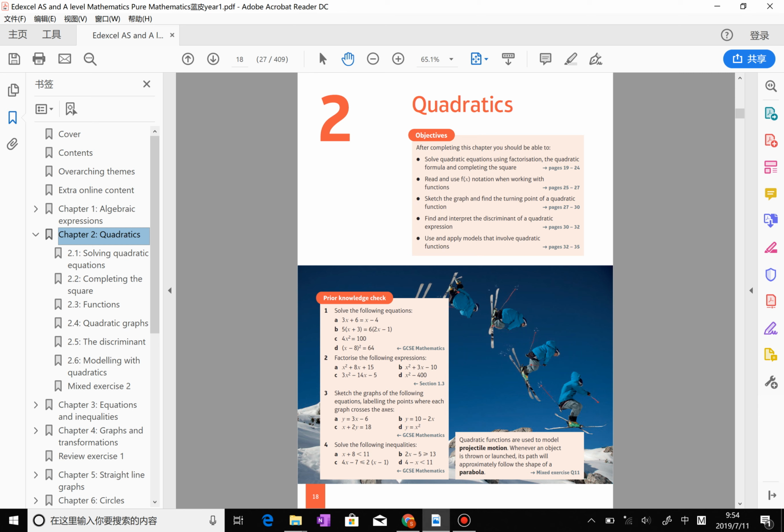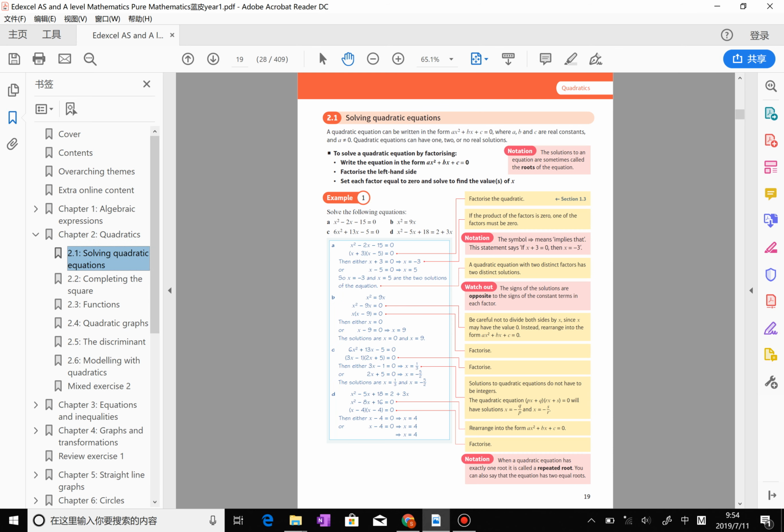There are 6 sessions in chapter 2, so I'm going to divide these contents into 6 tutorial videos so that you can learn each one by one. First, we're going to learn 2.1, solving quadratic equations.